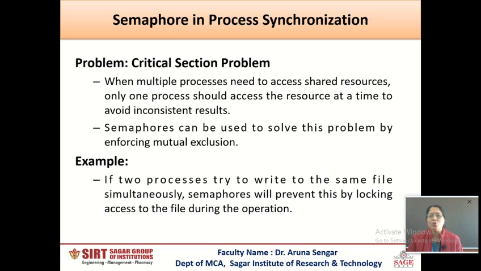Means when two processes want to write in the same file, it will create confusion if both processes enter the file at the same time. So the semaphore will let one process in and lock the other process, and when one process completes its job, only then does the semaphore give permission to the next process to share the same file.